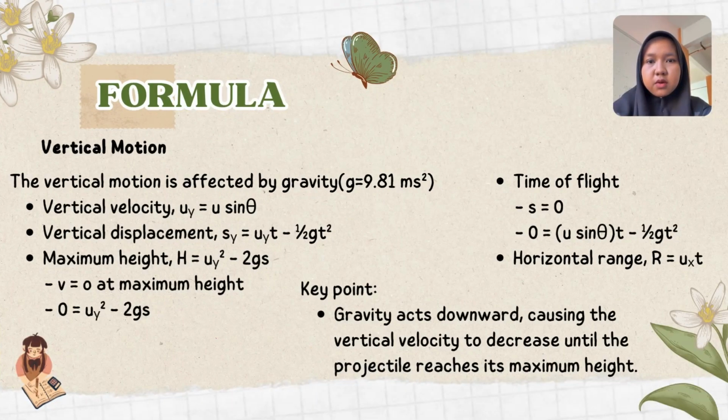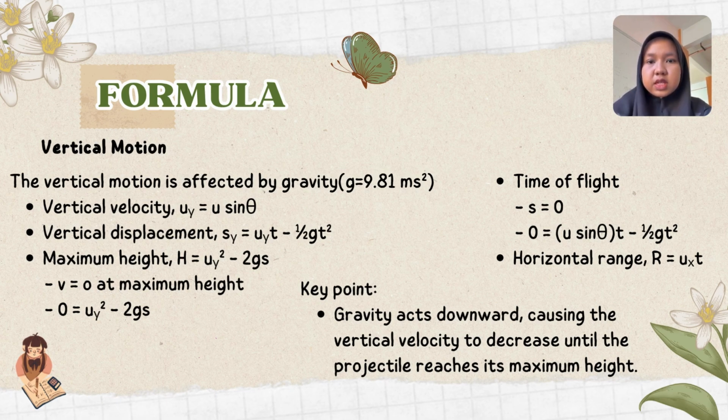Next is the vertical component. The initial vertical velocity is uy equals u sin theta. Unlike the horizontal motion, the vertical motion is affected by gravity. Therefore, the acceleration is a equals negative g equals negative 9.81 meters per second squared. The negative sign shows that gravity acts downward. The vertical displacement is calculated using y equals u sin theta t minus half g t squared. This equation determines the height of the projectile at any given time.